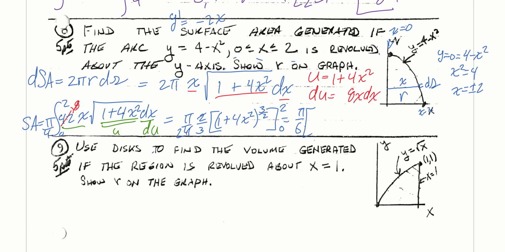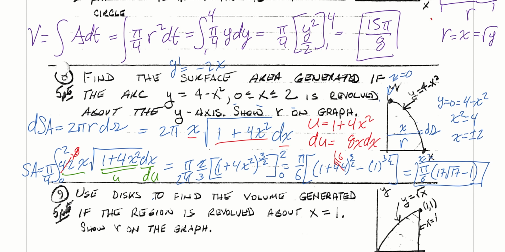Go ahead and plug in for your value. So I'm going to plug in 2. I'll have 1 plus 4 times 4 to the 3/2 minus 1 to the 3/2. So this will equal pi over 6 times 17 to the 3/2, so it would be 17 square root 17 minus 1. That is the final answer.